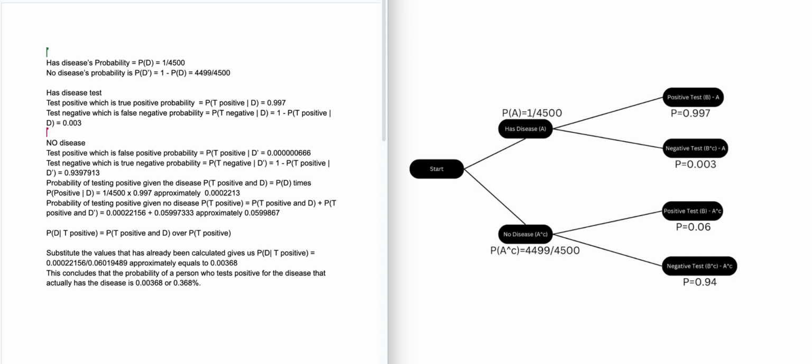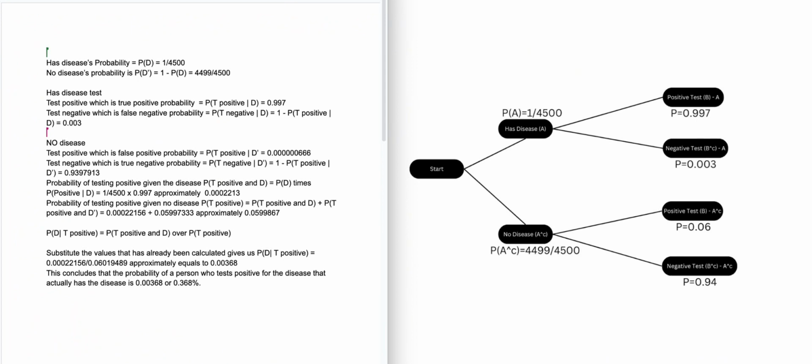So, step 1, building the tree diagram. We start first with one bubble, start, and this splits into 2 branches, as you can see on the right side, where it says has disease, A, and does not have disease, A to the power of C. From each of these branches, we can add 2 more branches for each test result, positive test B and negative test B to the power of C. And let me explain the probabilities for this.